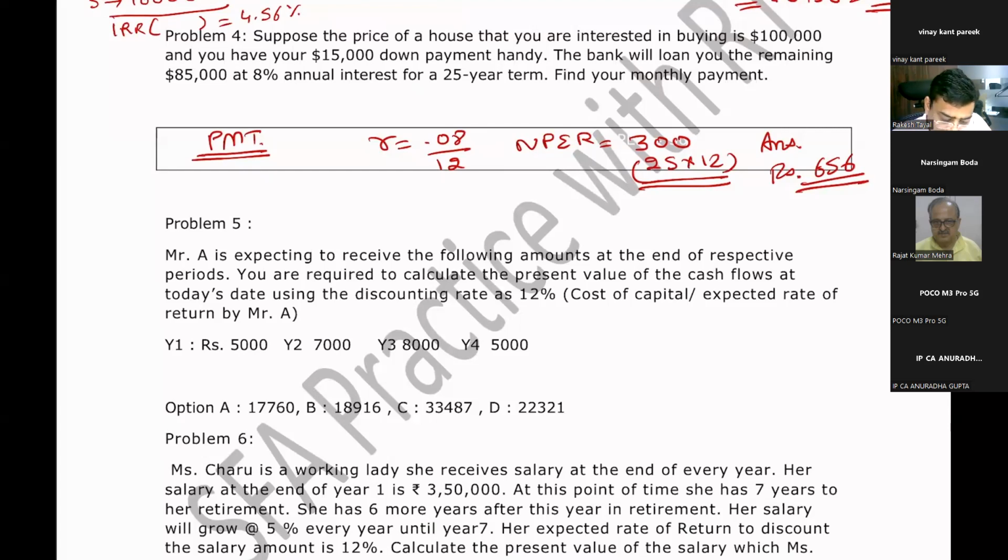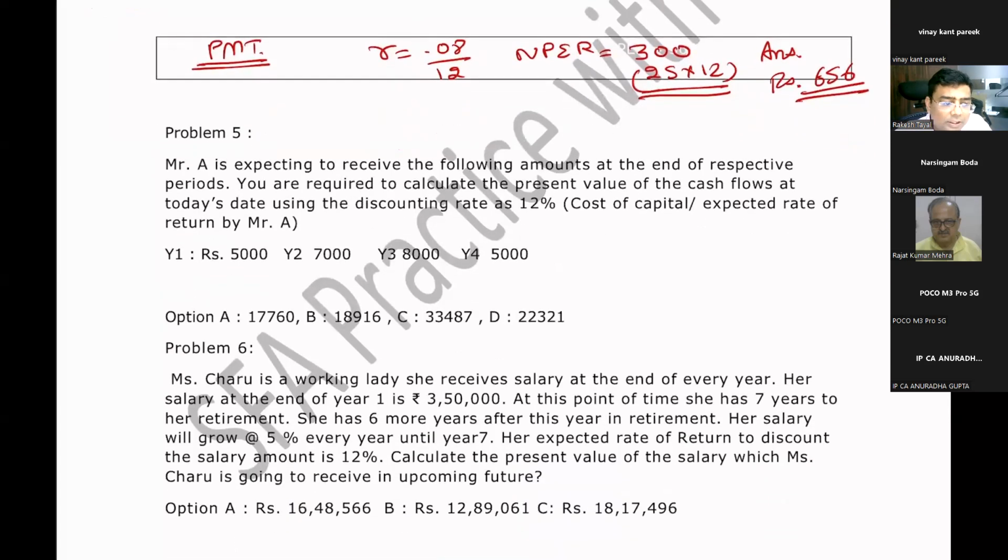Yeah, next is: Mr. A is expecting to receive the following amounts at the end of respective periods. You are required to calculate the present value of future cash inflows. Very simple.